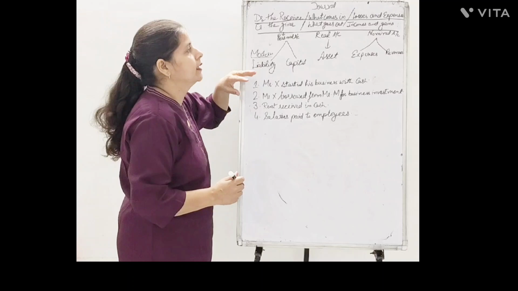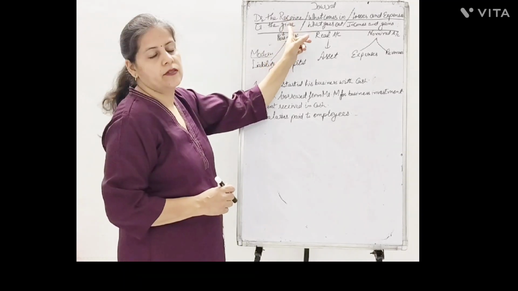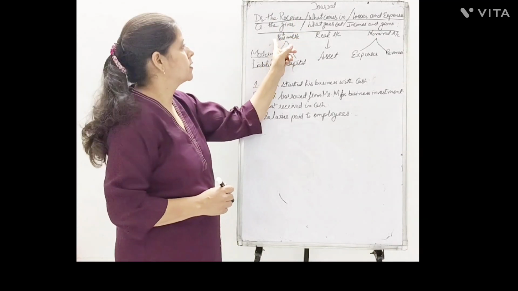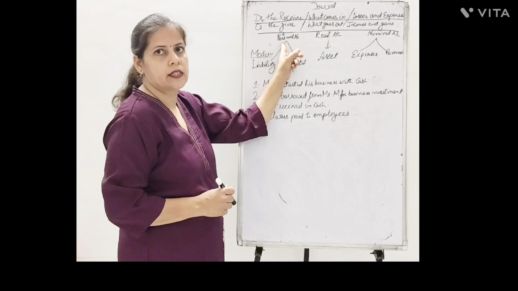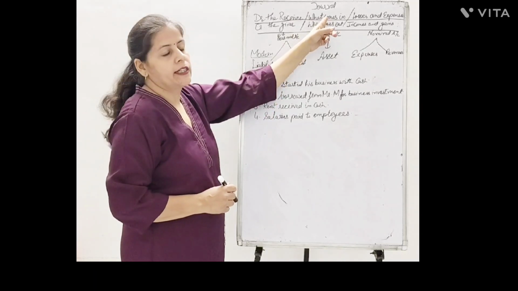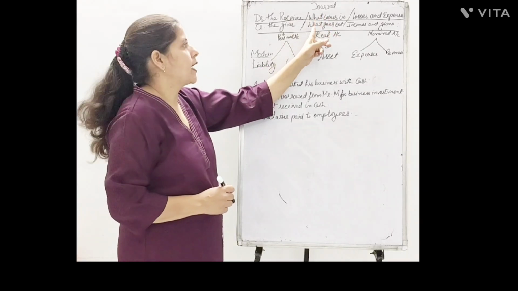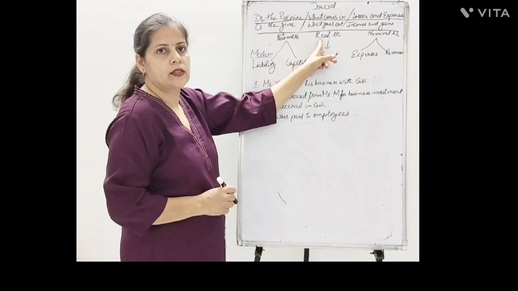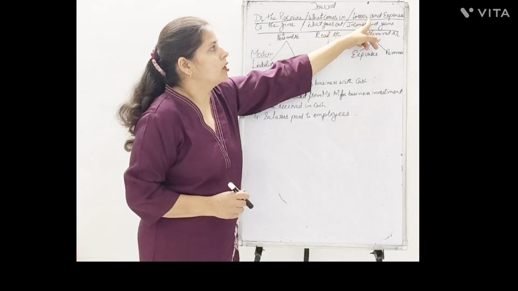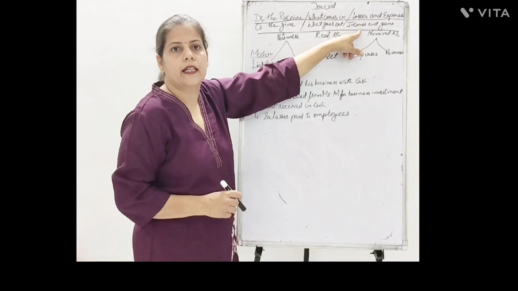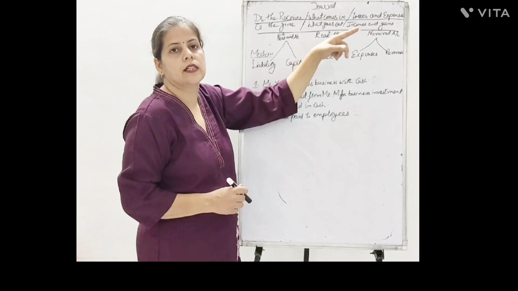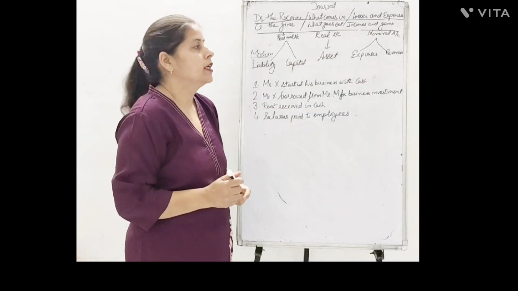Firstly, we're going to see that. As we said, debit the receiver, credit the giver. As per the traditional classification, it is personal account. And debit what comes in, credit what goes out. As per the traditional base, it is real account. Debit all losses and expenses, credit all incomes and gains. As per the traditional, it is nominal account.